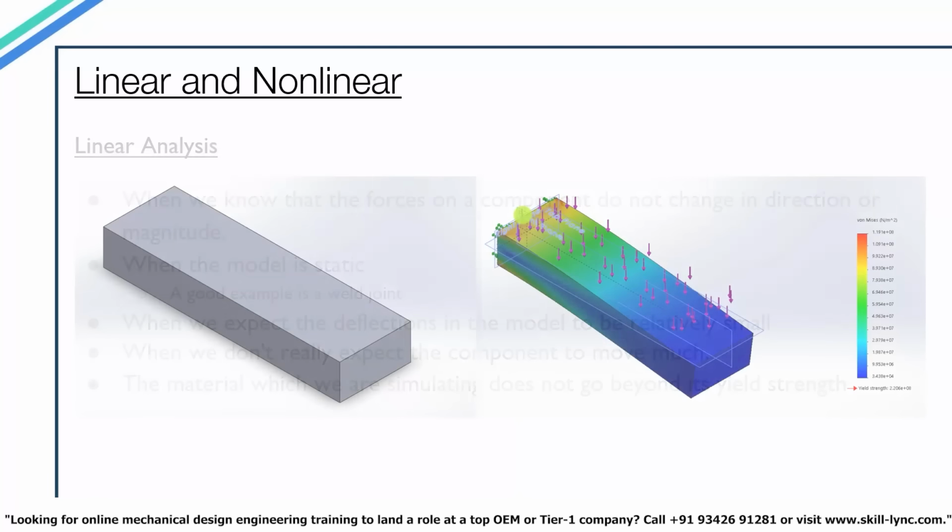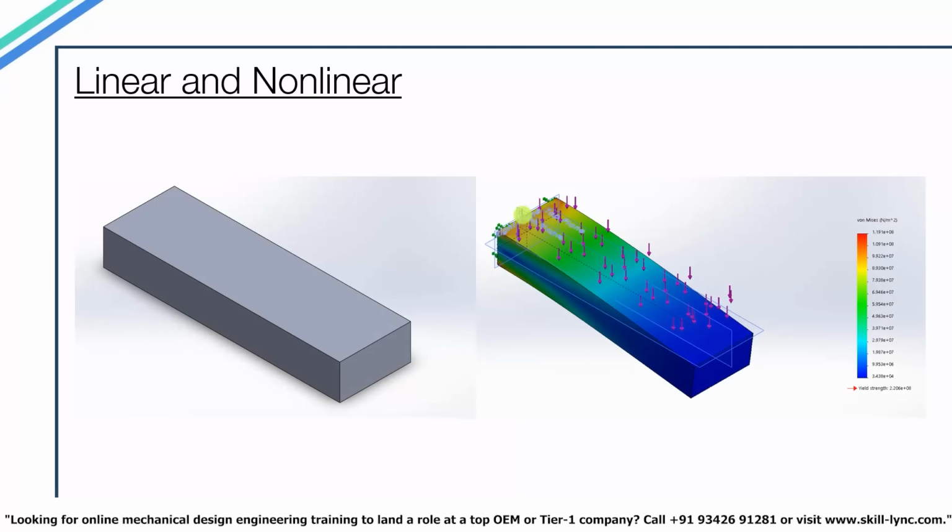So let's consider an example of a cantilever beam. The beam has a certain dimension of x, y, z, and we apply a force of 100 Newton on the top portion of the beam. This causes a deflection in the beam. The developed stress is well within the yield strength of the beam, so all is good. This is a perfect example of linear analysis.